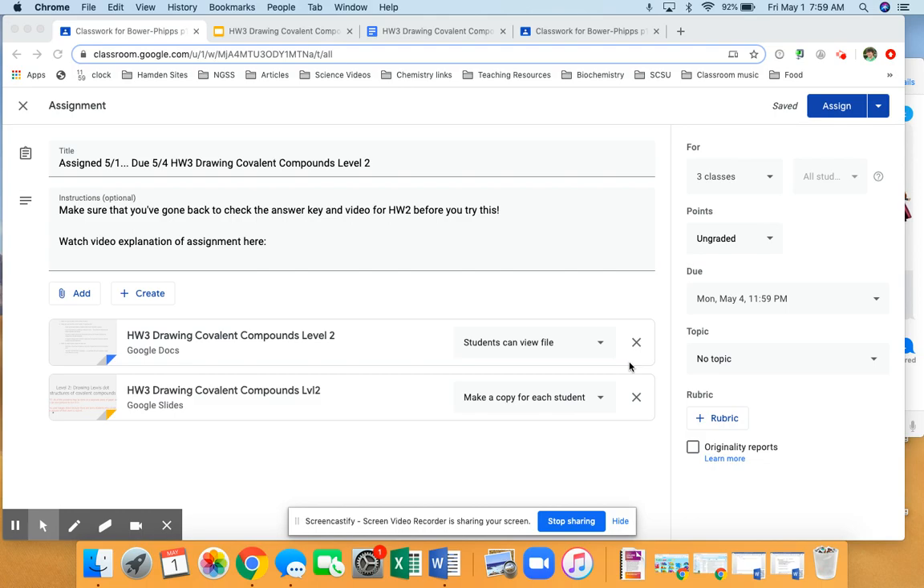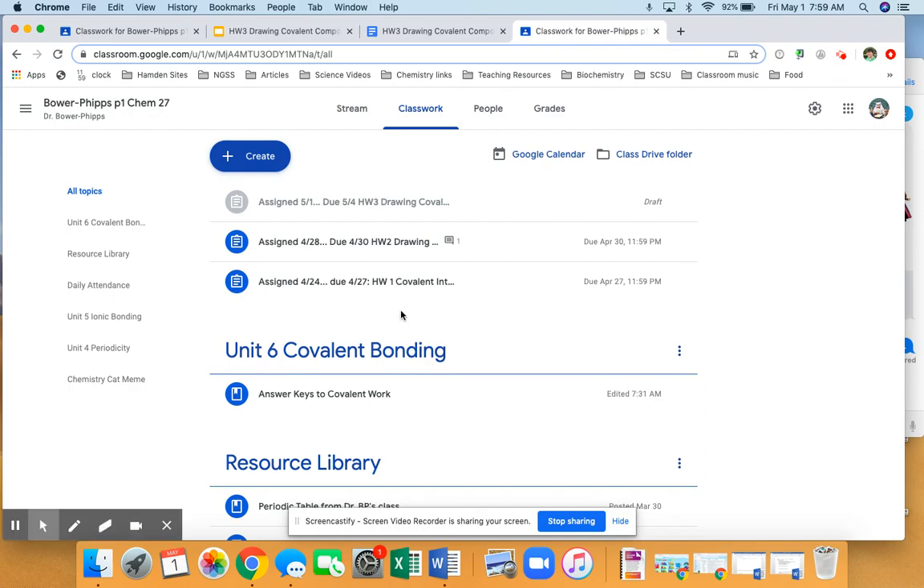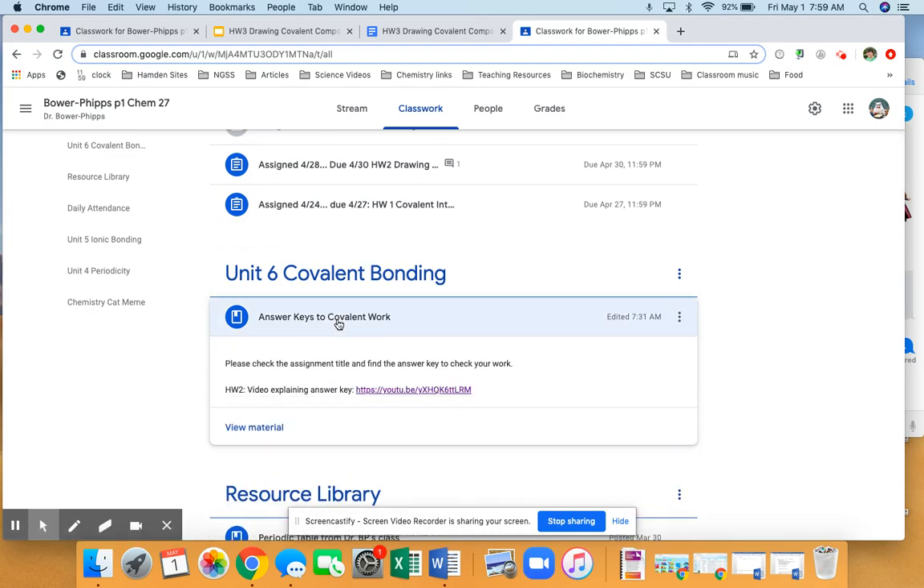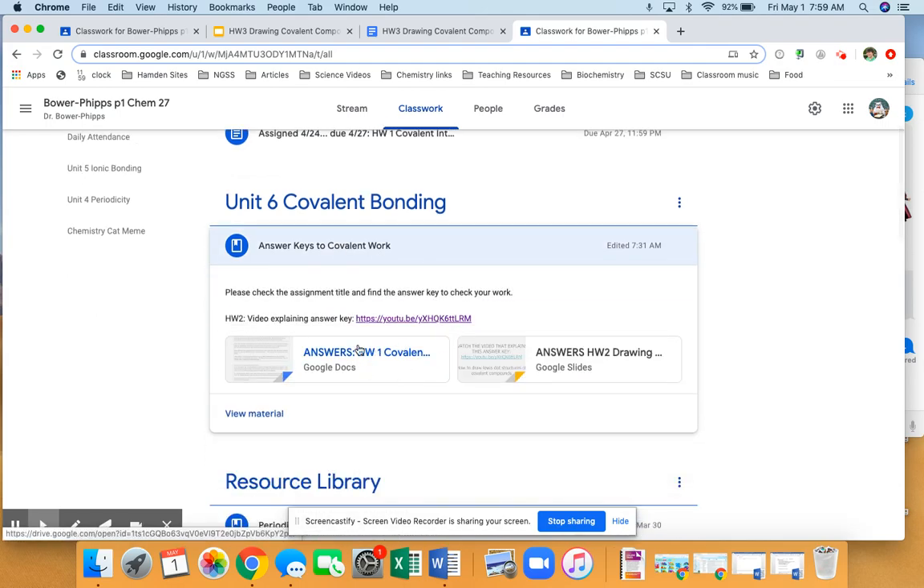Make sure that you've gone back to check the answer key and video for homework 2. Remember, you can find that on your classwork stream. Look for Unit 6 covalent bonding, and there are the answer keys to covalent work. There are answer keys to the homework 1 and homework 2 available under the Unit 6 covalent tab.